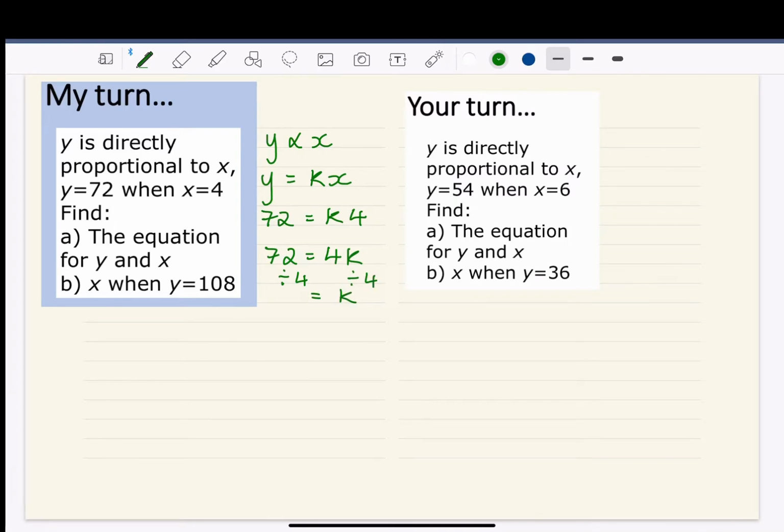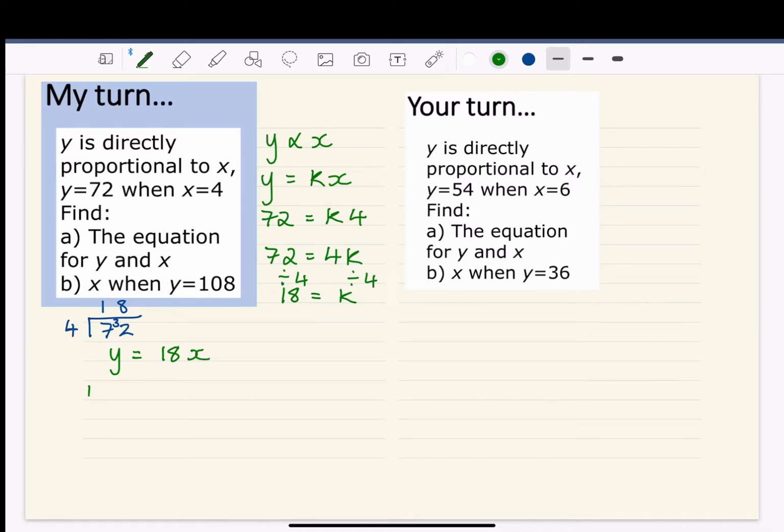I'm not sure though, so I'm actually going to do my workings out over on this side. I'm going to do 4 into 72. 4 goes into 7 once, with 3 left over, into 32 8 times. So I know k is equal to 18. So now I plug that into my base equation. I get y equals 18x.